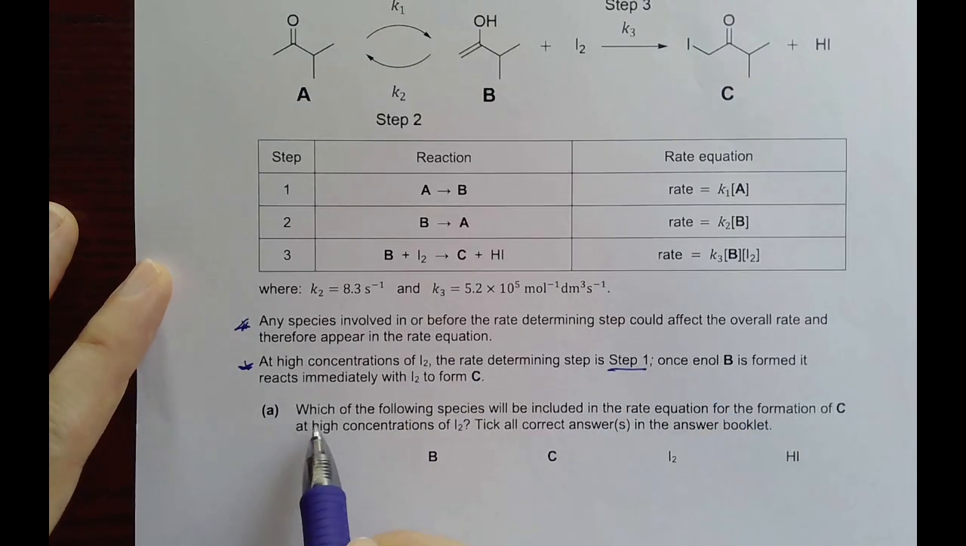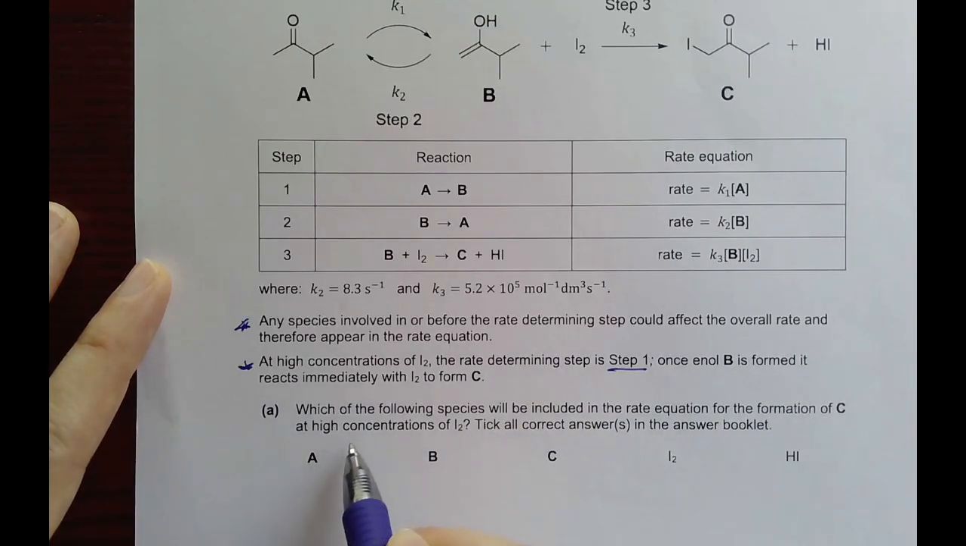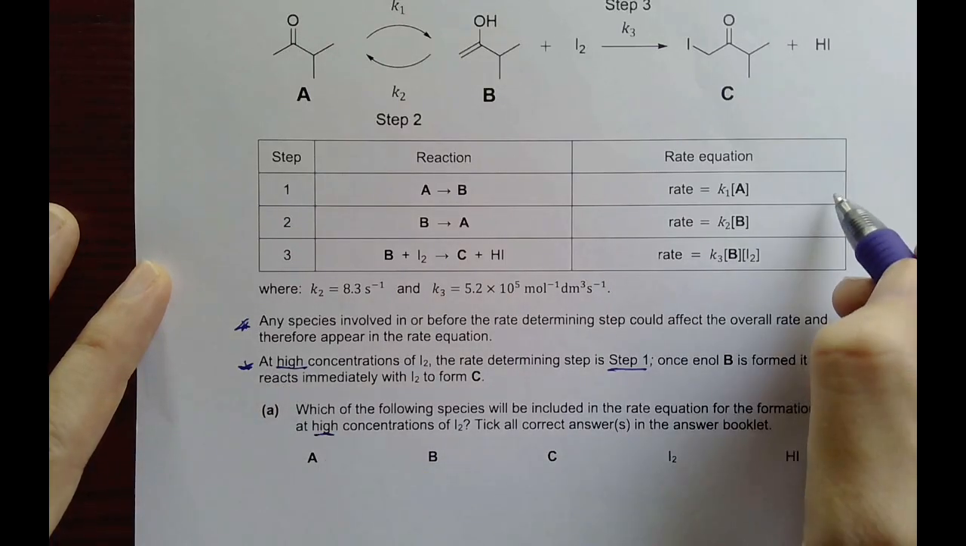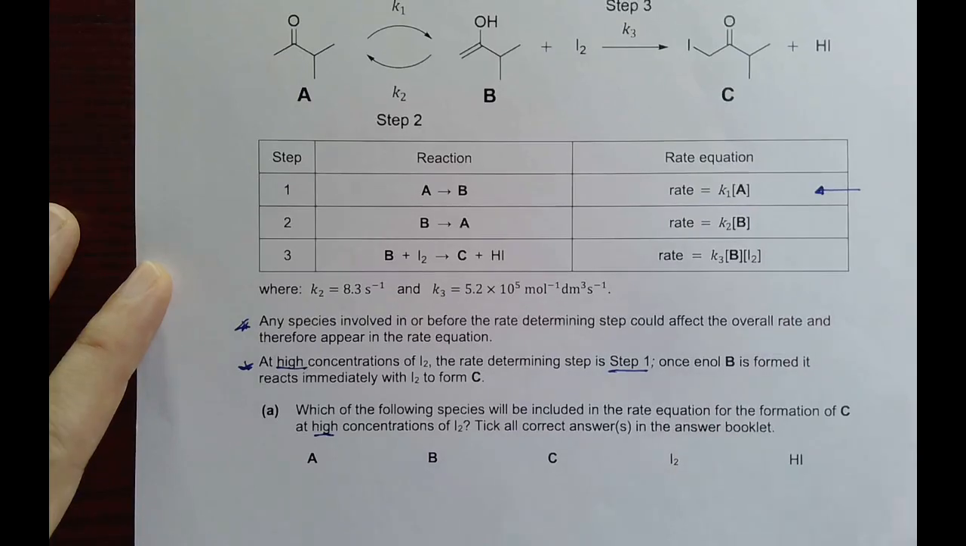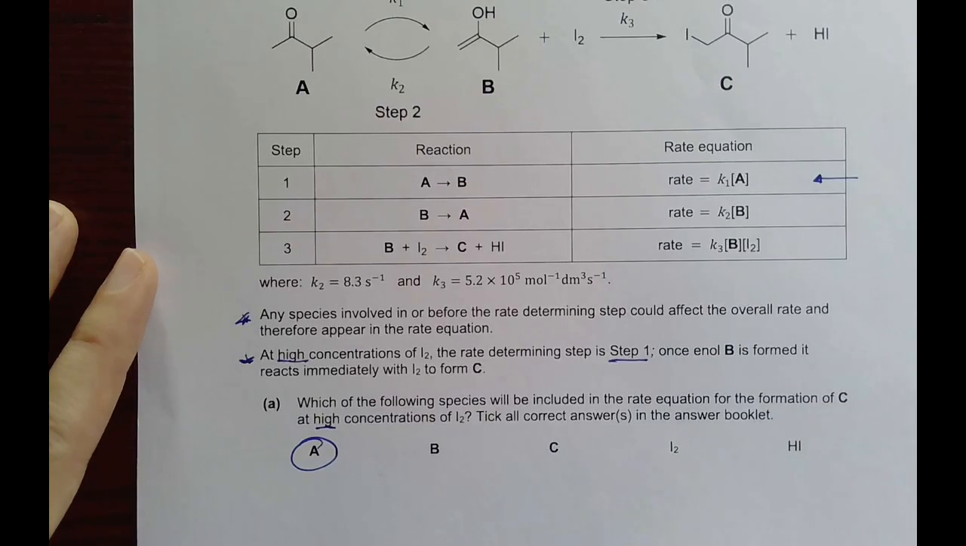So in question A, it says which of the following species will be included in the rate equation for the formation of C at high concentrations of I2. So just as we've had up here, we're told that this is the rate determining step at high concentrations of I2. So A is the only thing that appears in that rate equation.